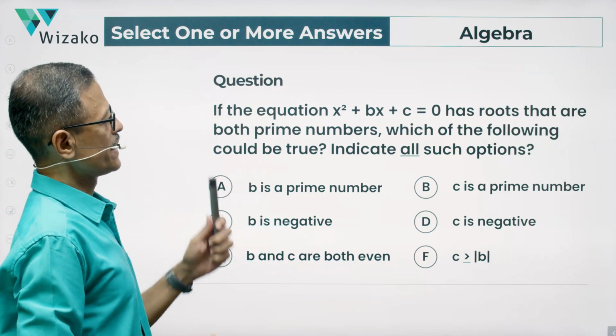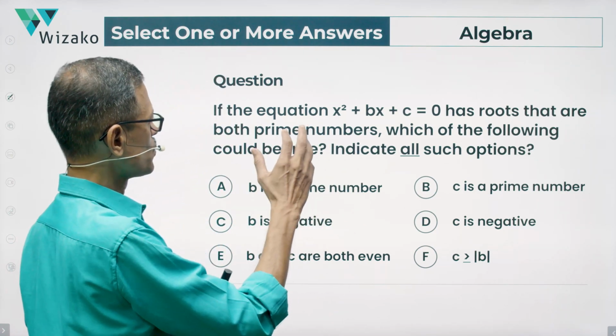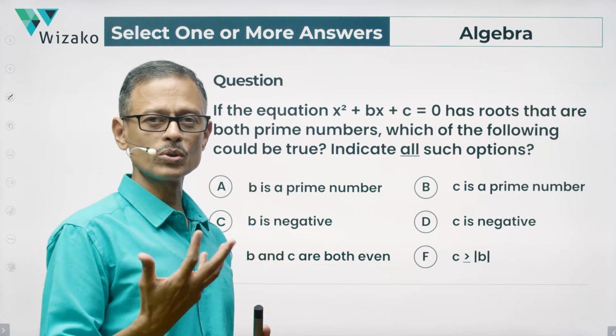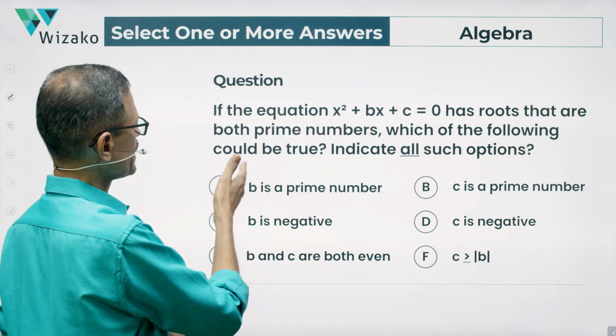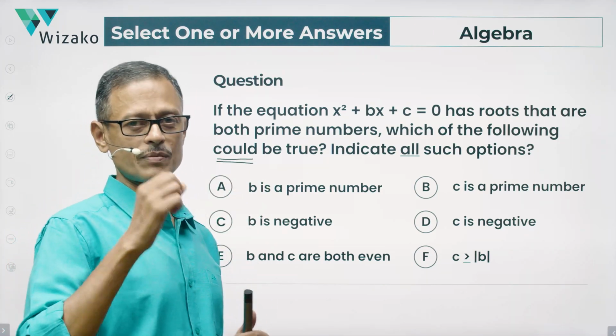If the equation x square plus bx plus c equals 0 has roots that are both prime numbers, this quadratic equation has two roots, both the roots are prime numbers, which of the following could be true? Let's spend a minute on understanding what this is subsequently.